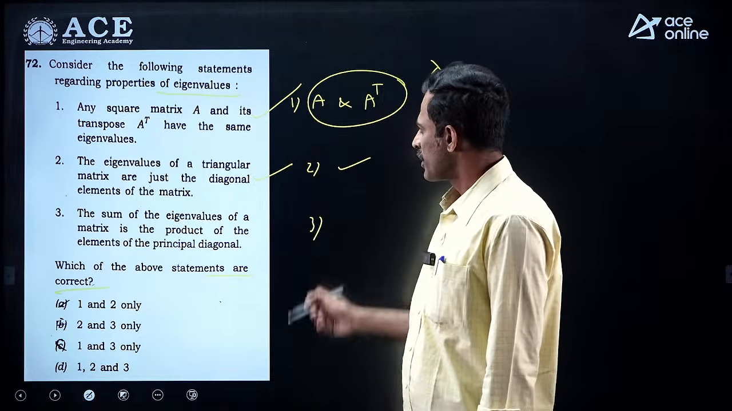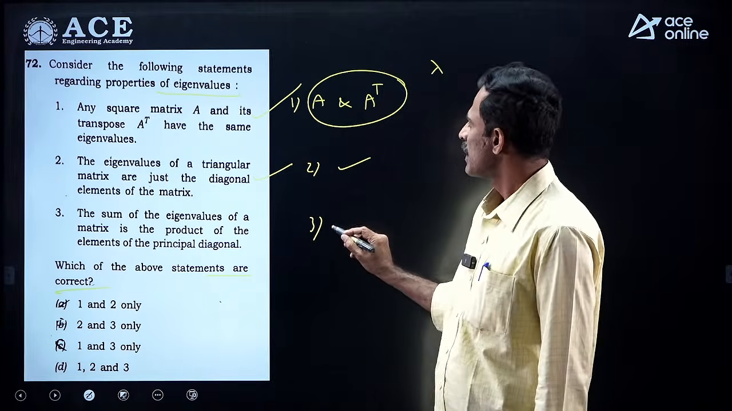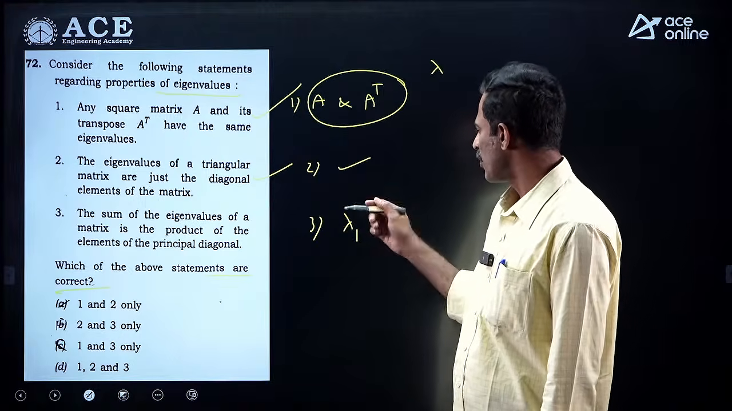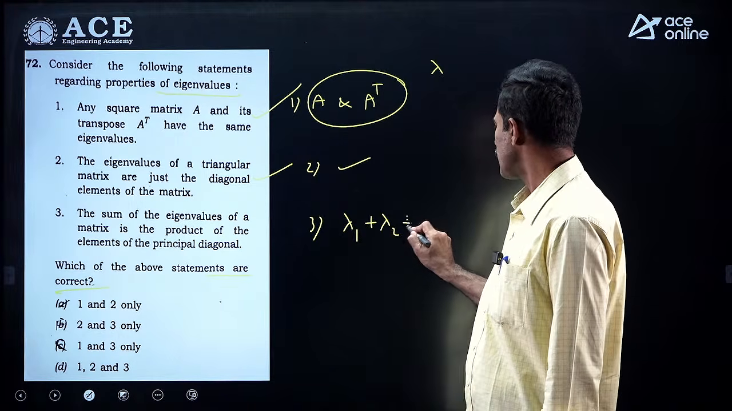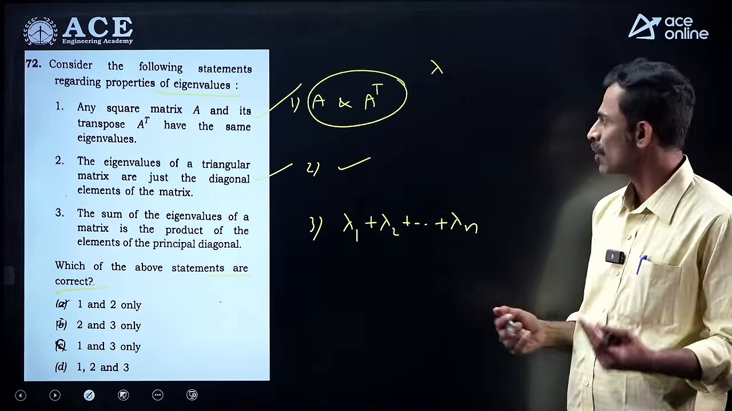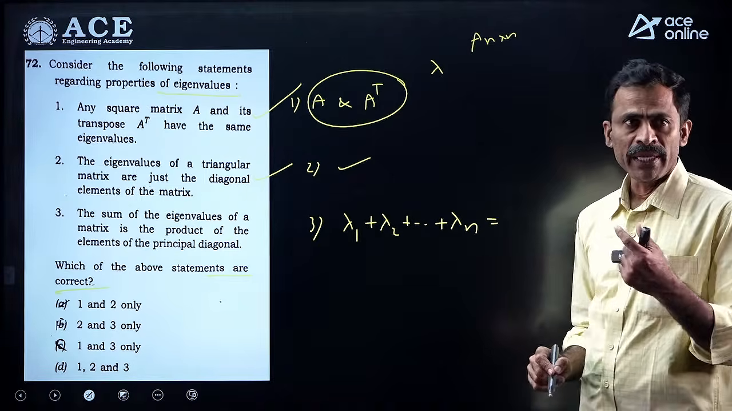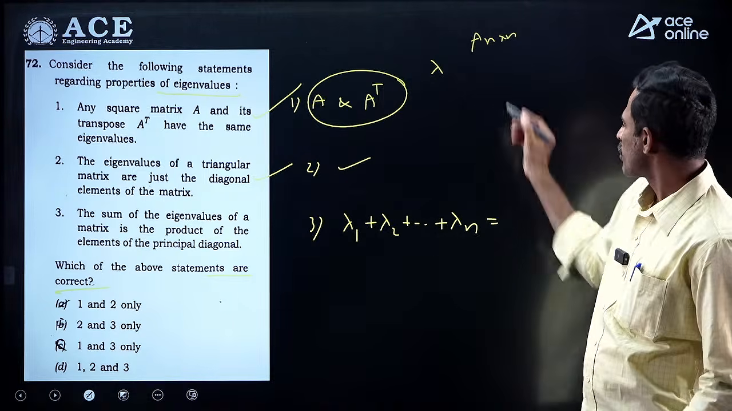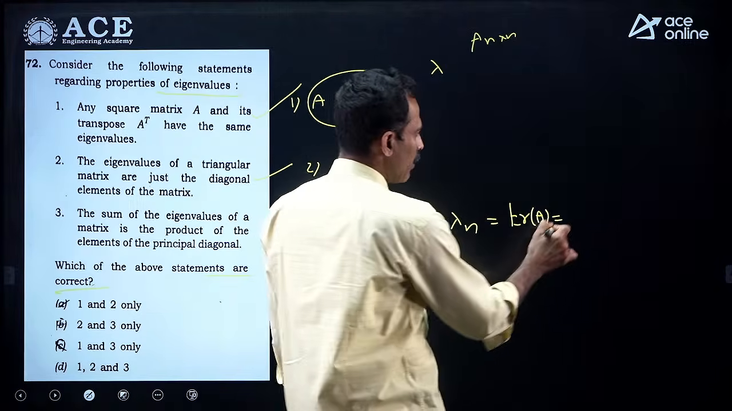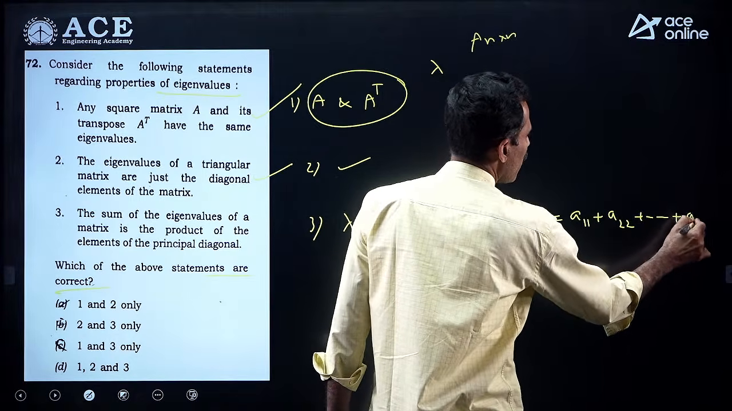Next, third statement: the sum of the eigenvalues of the matrix. Let us suppose an nth order matrix has n eigenvalues, lambda 1 plus lambda 2 plus and so on plus lambda n. It is the sum of the eigenvalues of the square matrix A, n cross n. According to the property, the sum of the eigenvalues of a square matrix is equal to the trace of the matrix. But trace is the sum of the diagonal elements: A11 plus A22 plus and so on plus ANN.